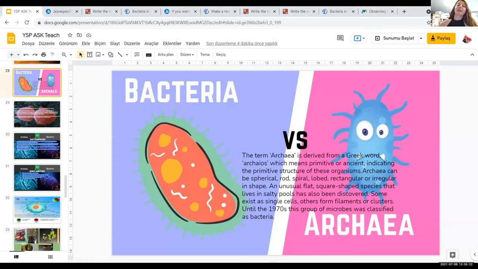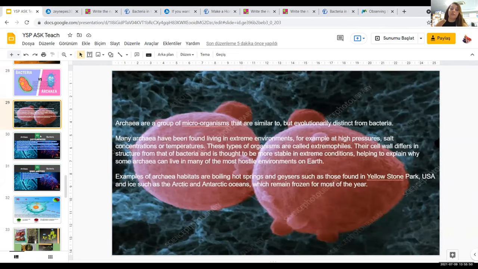Now we will continue with archaea. The name archaea comes from the Greek word archaos, that means ancient or primitive. So they are primitive structure of organisms, and they have many types of shapes, and they were classified under bacteria. The scientists identified them as a different kind of kingdom. So they are similar to bacteria, but they have some differences. They can live in extreme environments, in high pressures, high concentrations of salt, or high temperatures. So they are called extremophiles, and that's why we are looking for life in space. So if we find an organism in space, I'm sure it will be archaea.